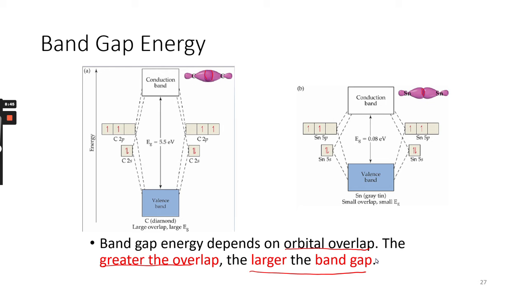So if you want to make a material that has a large band gap, you want to make sure that the molecular orbitals are overlapping quite a bit. Over here, they're not overlapping quite as much, and you notice the band gap is much smaller. So again, the greater the overlap of your molecular orbitals, the larger your band gap.